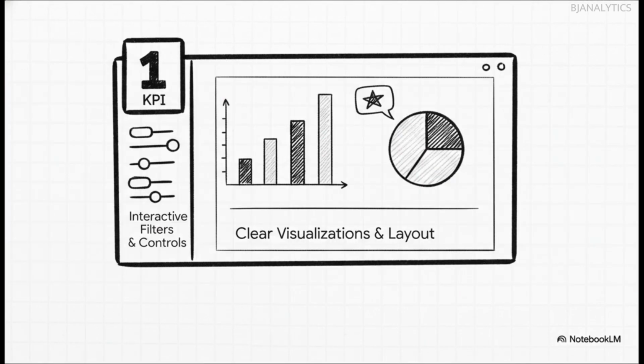Now, every great dashboard, no matter what kind it is, shares a few essential parts. First, you've got to have key performance indicators, or KPIs. We'll touch on those again in just a second. You absolutely need interactive filters so you can slice and dice the data. The layout and the charts have to be unbelievably clear. And finally, you need contextual annotations. Those are just little notes that explain what the data actually means. They're so crucial for understanding.